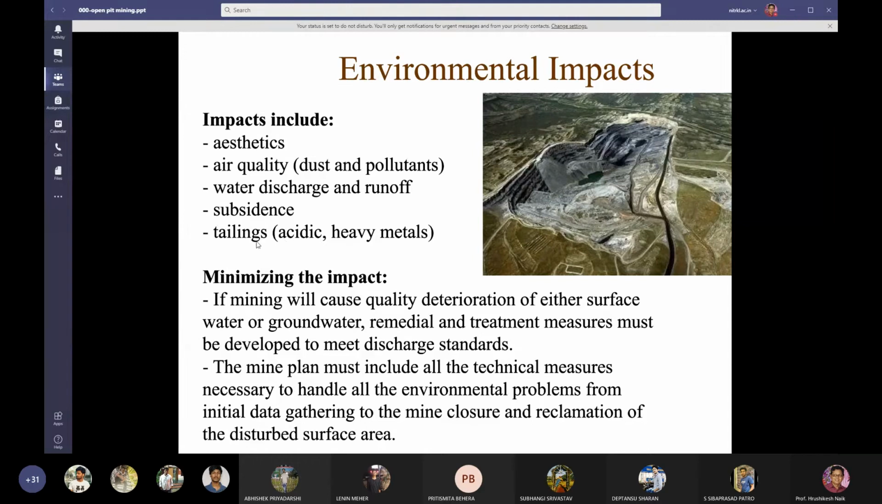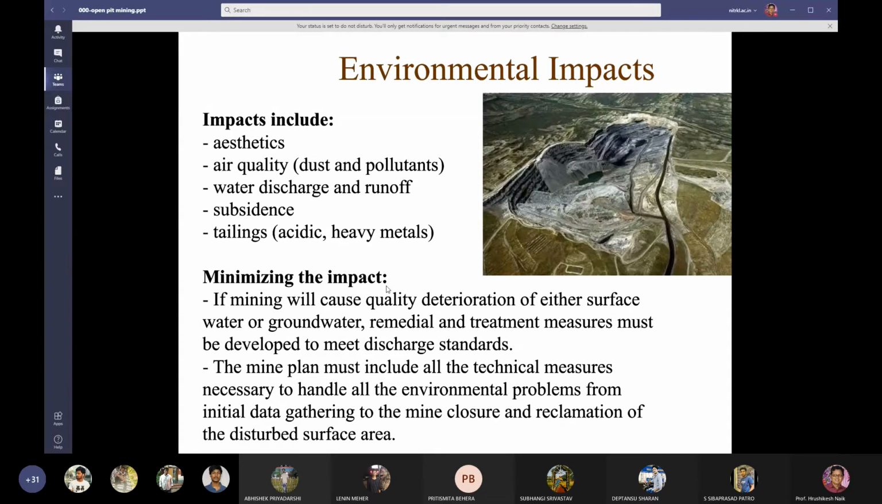And you dump a lot of tailings, which create acidic conditions and heavy metals. A lot of tailings are discharged near the mining area, which ultimately become acidic in nature if they contain sulfur and pyrite. And also you release some heavy metals into the environment. So these are the environmental impacts of surface mining activities.